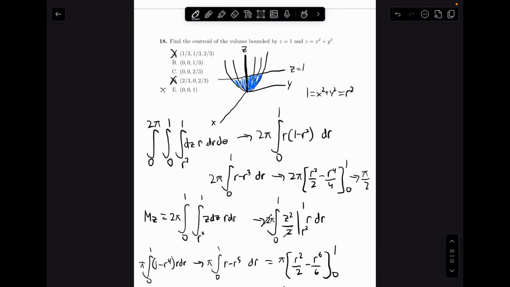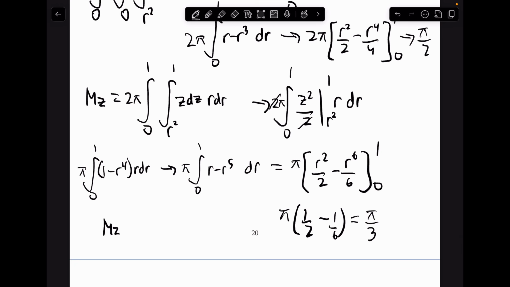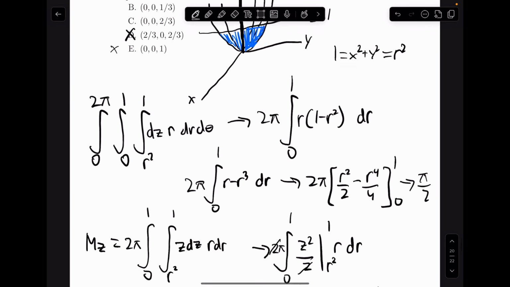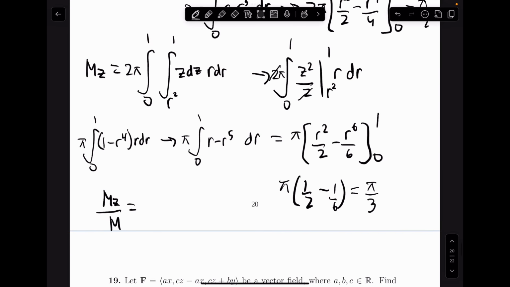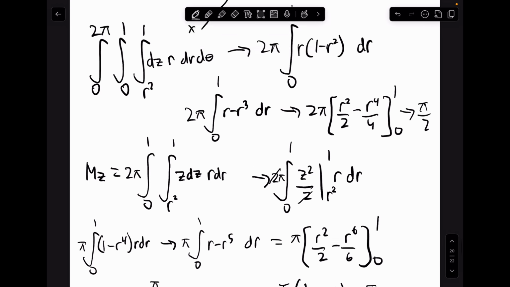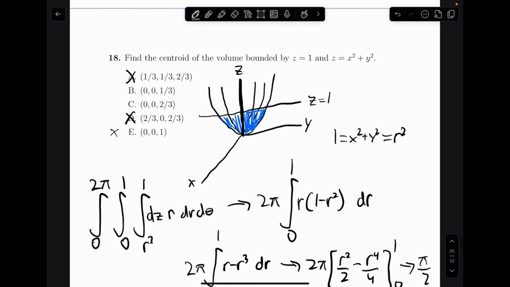And to find the z center of mass, or centroid, we have to divide our Mz, which we got pi over 3, all over M, which is pi over 2. So we have pi over 3 divided by pi over 2, and this is going to be equal to a nice 2/3. So our z center of mass is going to be 2/3, and that's C.